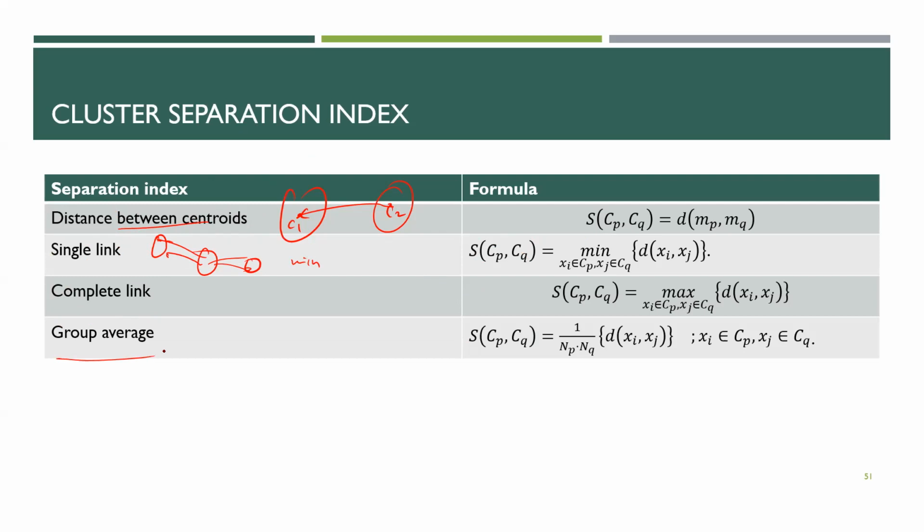And for group average, they calculate all the distances between each data point and take the average. Here n_p is the number of data in cluster P, and n_q is the number of data in cluster Q. So for all the points, calculate the distance, and then divide.